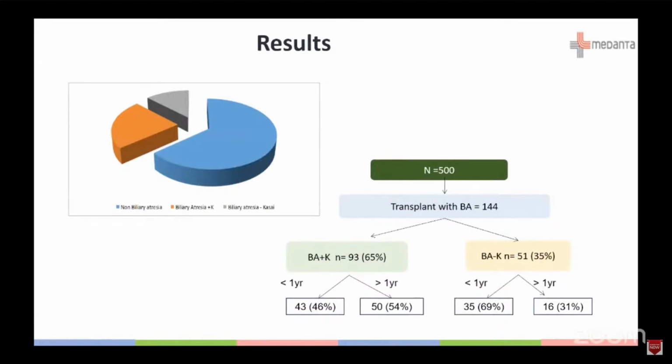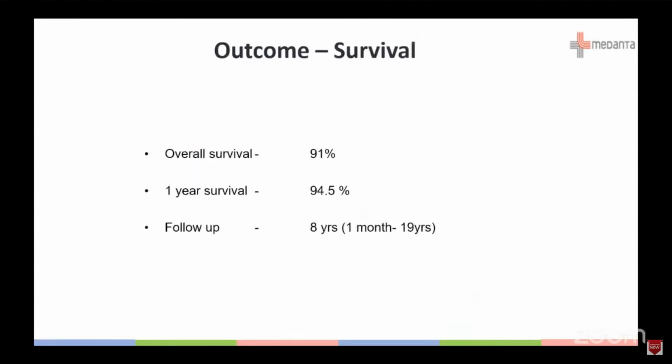Out of the total 500 liver transplantations, the biliary atresia cases were near about 150. And among these 150 cases, 65% underwent prior Kasai portoenterostomy and subsequently required liver transplantation. And around 35% of cases did not undergo prior Kasai portoenterostomy.